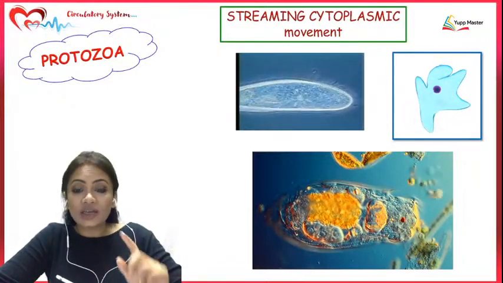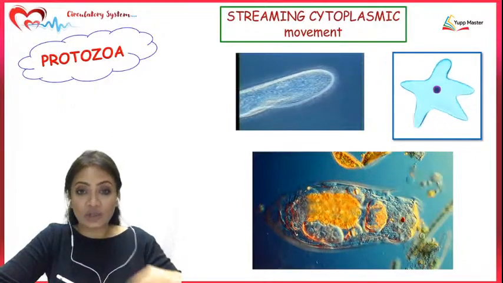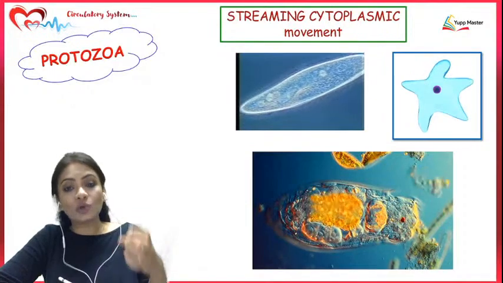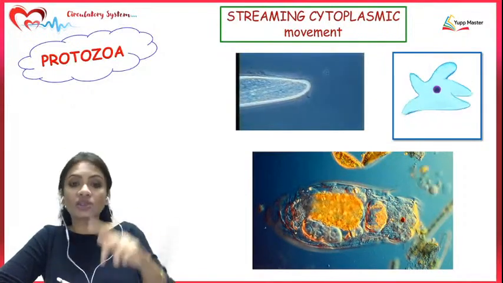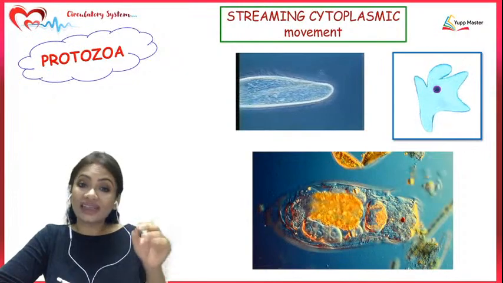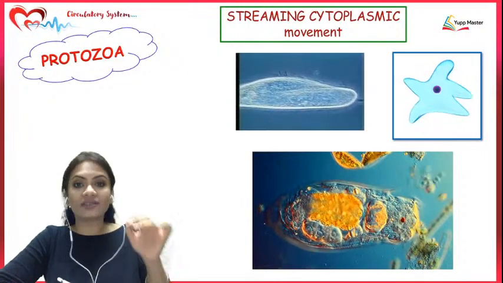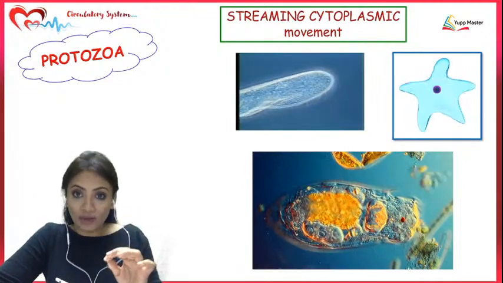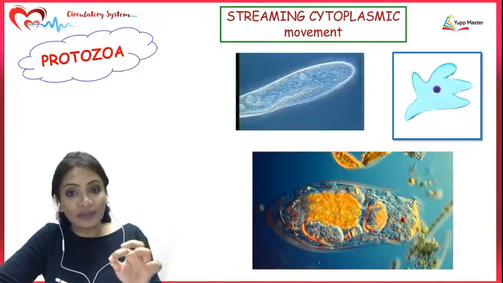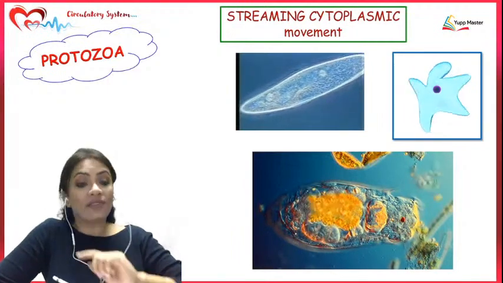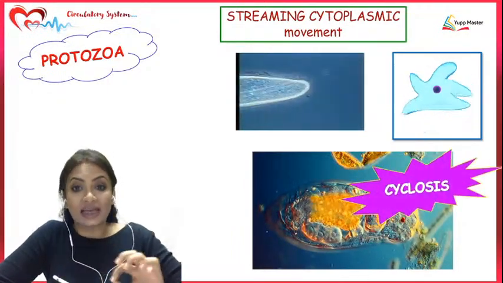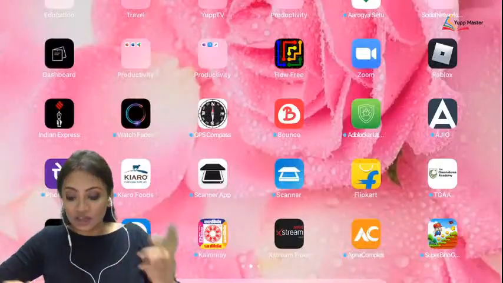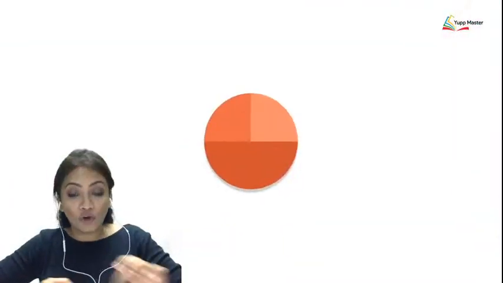The cytoplasm is constantly moving inside the body of that organism, which is going to help the nutrients and the oxygen to circulate all around the cell, so that each and every part of that cell receives the required nutrition. Now, in this phylum, that is Protozoa, this streaming cytoplasmic movement has another name too, and that other name is cyclosis. So when you hear the word cyclosis, it is nothing but the streaming cytoplasmic movement of these animals.